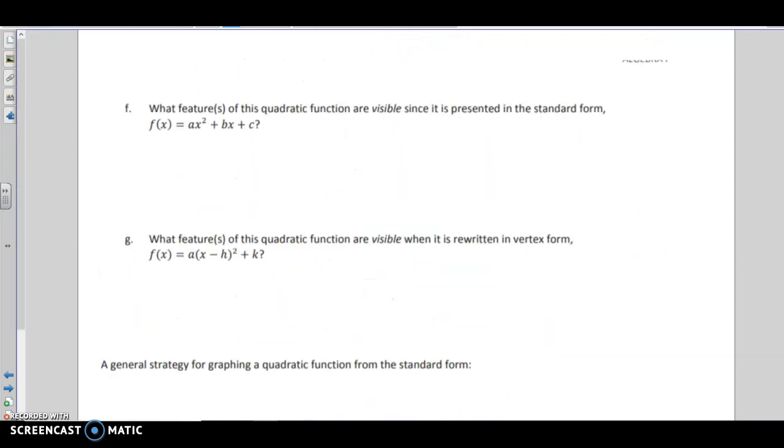All right, so moving on to F. So the visible features in standard form. Well, we know this c value is my y-intercept. And that's the ordered pair 0, c.